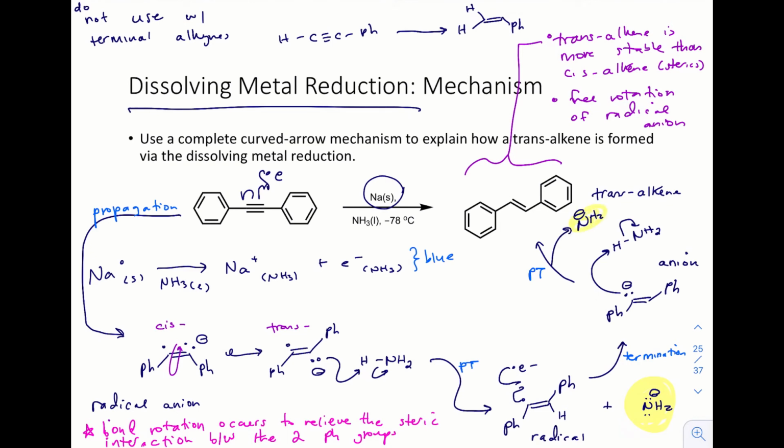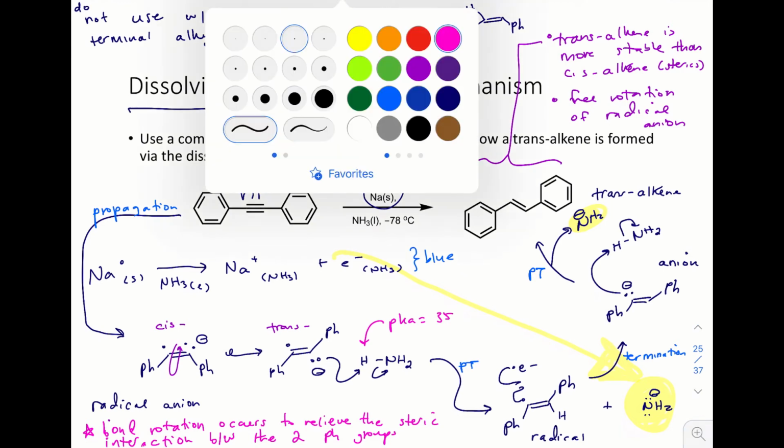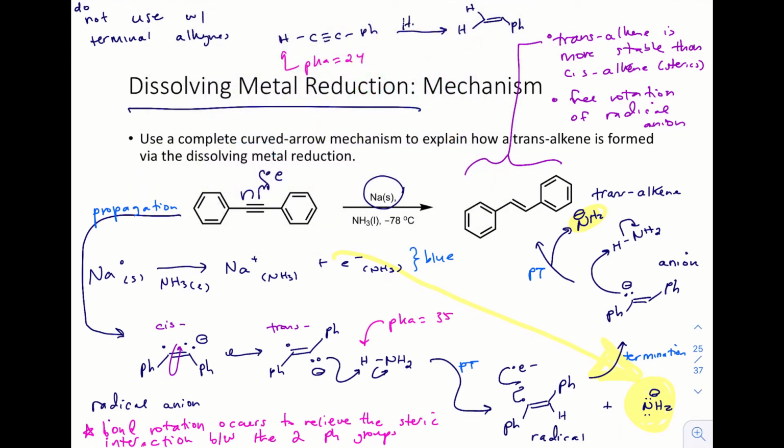So those equivalents of amide, they will react with the terminal alkyne. Terminal alkynes have a pKa of 24, whereas ammonia has a pKa of 35, which is just to say that once the amide is formed, it will react with any unreacted terminal alkyne. So do not use dissolving metal reductions with terminal alkynes. If you desired to stop at the alkene, you would instead use hydrogen gas and Lindlar's catalyst, the poisoned catalyst.